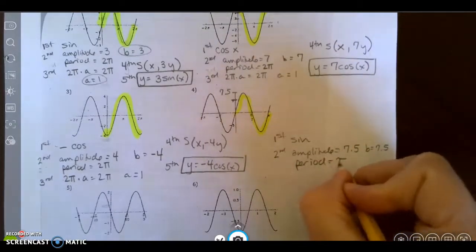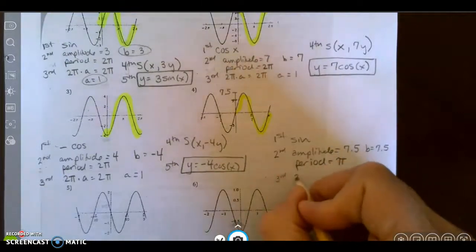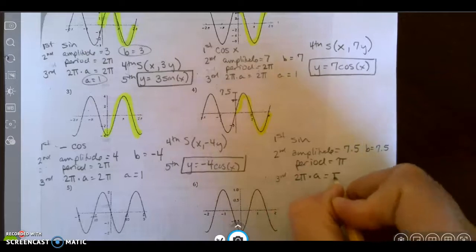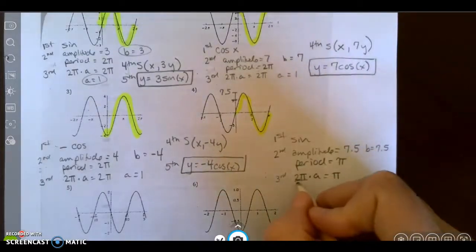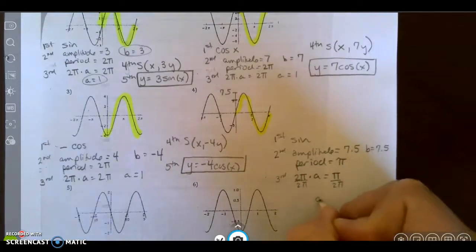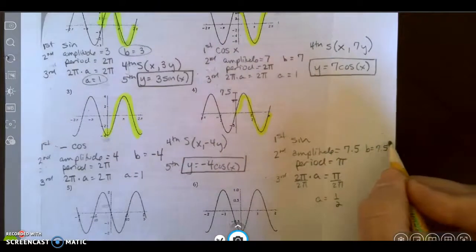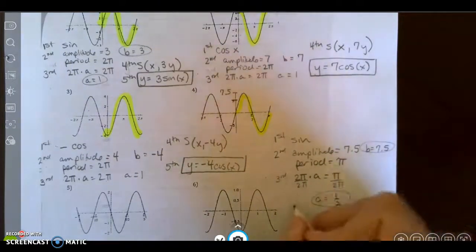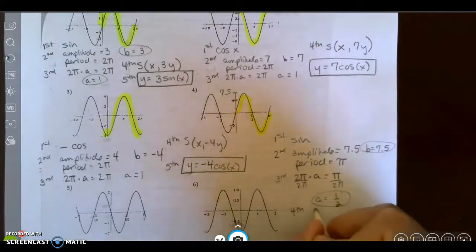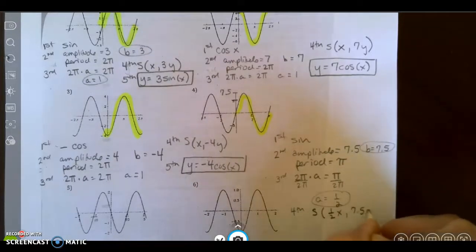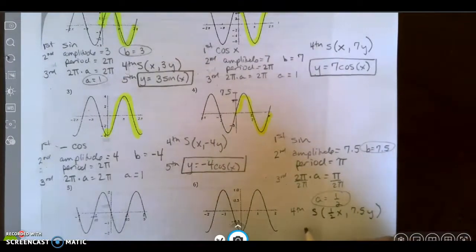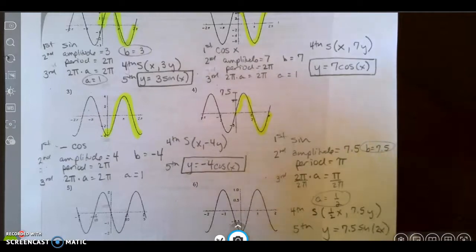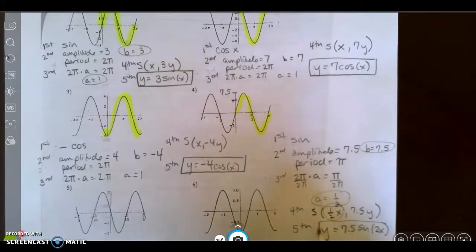The period is only pi. So when I go to my next step, 2 pi times a equals pi. So when I solve for a, I'm going to divide both sides by 2 pi, and I get that a equals 1/2. So b is 7.5 and a is 1/2. So my fourth step, my scale change, is 1/2 x, 7.5 y. So my equation, which is my fifth step, is y equals 7.5 sine of 2x, because remember, x lies in the equation.